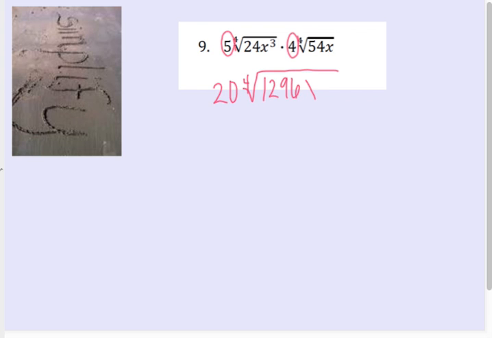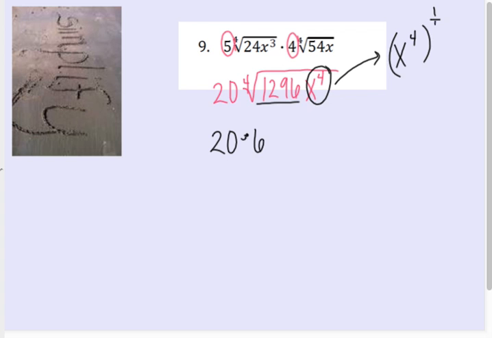X to the 3rd times x will give me x to the 4th. Okay. And actually, if you try on your calculator the 4th root of 1,296, it will tell you that it's 6. So it's 20 times the 4th root of this, which is 6. And what's the 4th root of x to the 4th? Well, since it's the 4th root, it's really x to the 4th to the 1/4 power. Just maybe write that out. Since it's the 4th root, 1/4. So 4 times 1/4 is just 1, so it's just x. So I take 20 times 6, which gives me 120x.